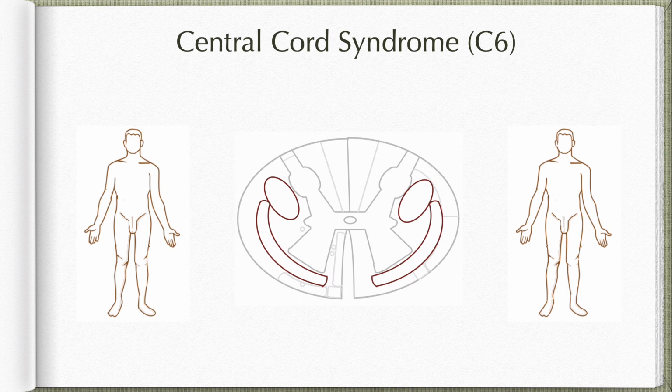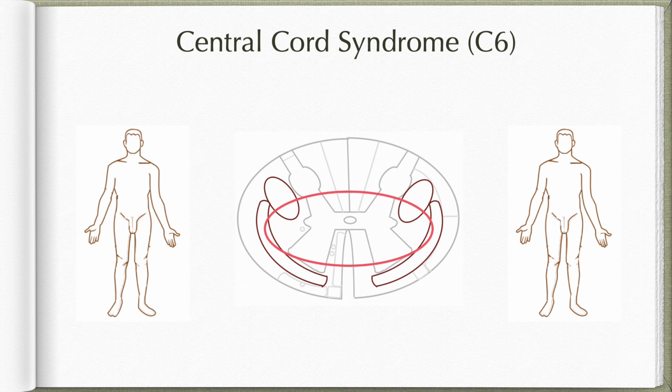So what is central cord syndrome? As the name suggests, the central part of the spinal cord is affected. Most often it will be following an injury, especially which results in hyperextension of the neck. As in this case, the lady was hit on the chin, resulting in hyperextension.